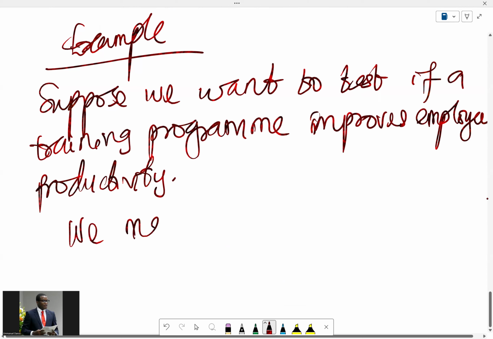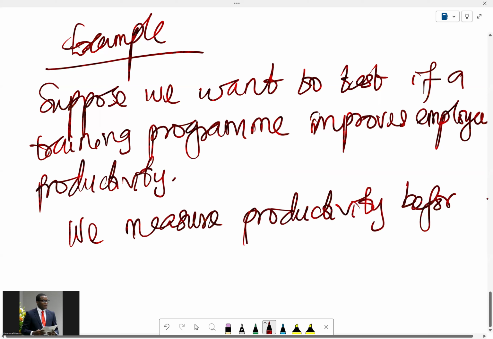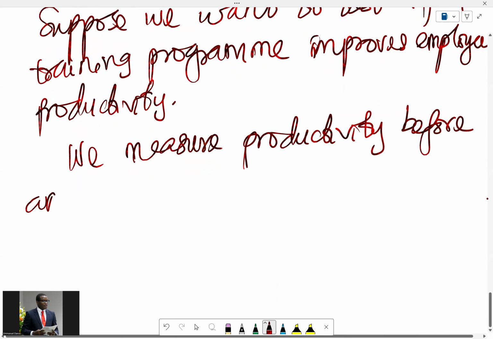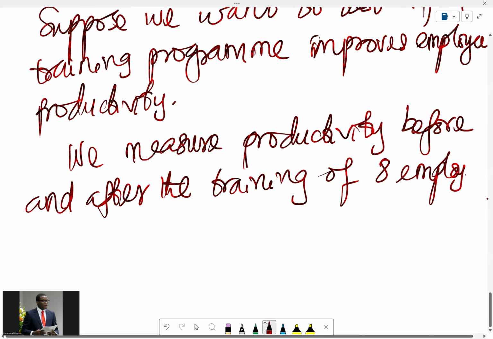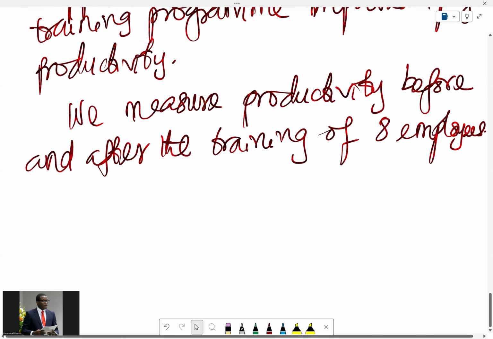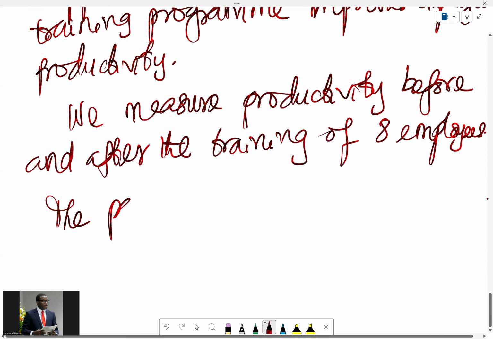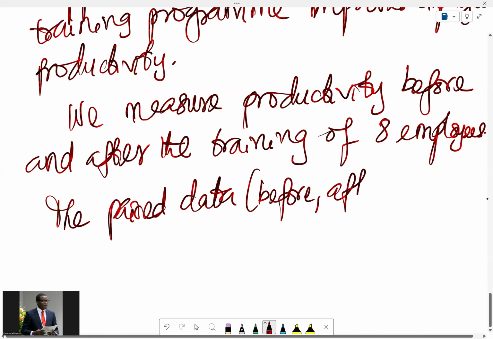So we measure productivity before and after the training of 8 employees. So the paired data, of course, before, after, is as follows.